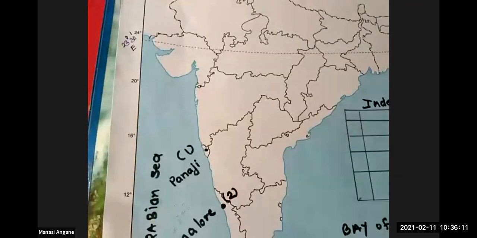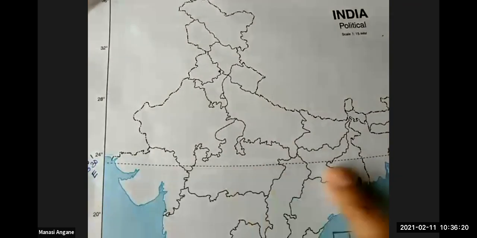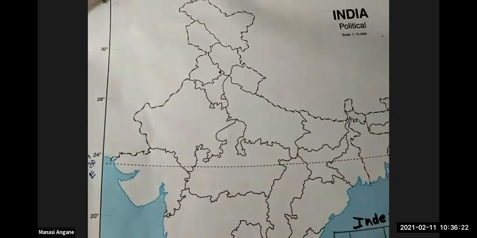Okay, so we have covered the south part. Now we'll go a little bit up. Now what is this? This is not the equator. This is the Tropic of Cancer. The Tropic of Cancer passes through India.